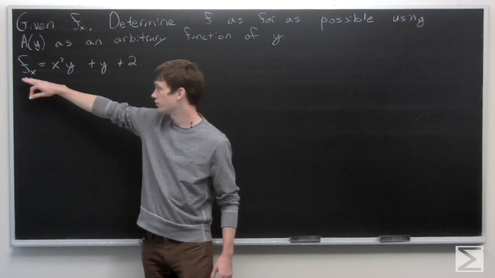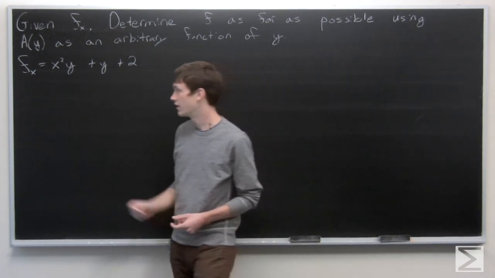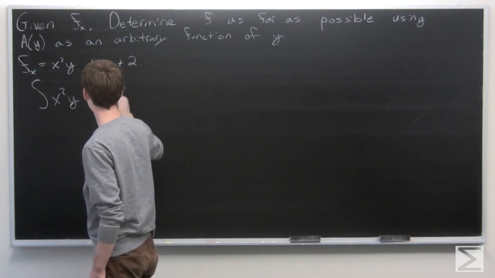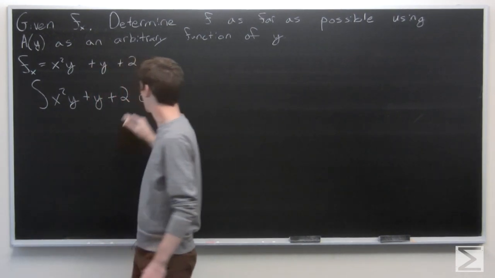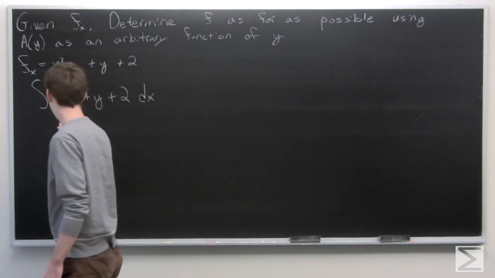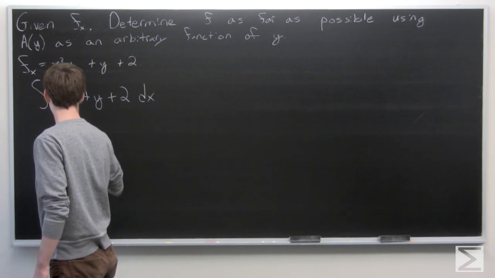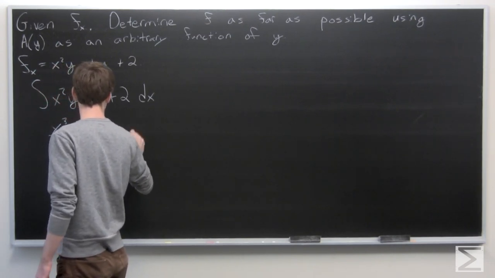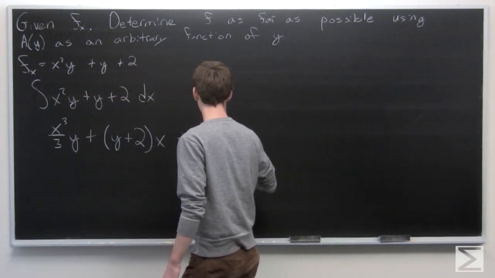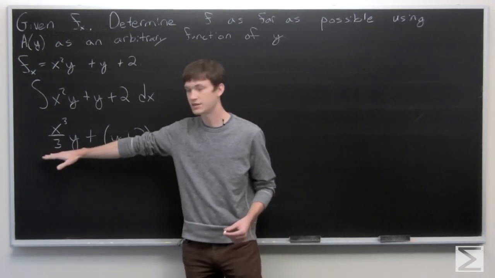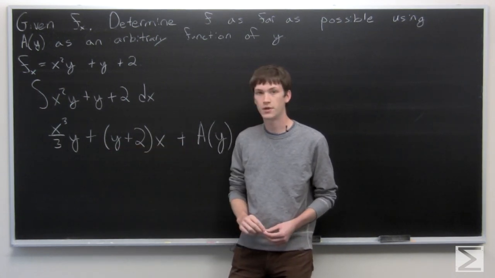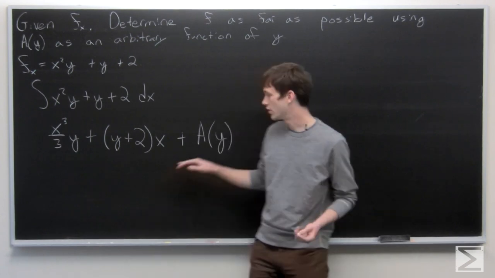So we're given the partial derivative of f with respect to x. So we want to integrate with respect to x in order to get f. So if we do that, we get x cubed over 3 times y plus the quantity y plus 2 times x plus some arbitrary function a of y.